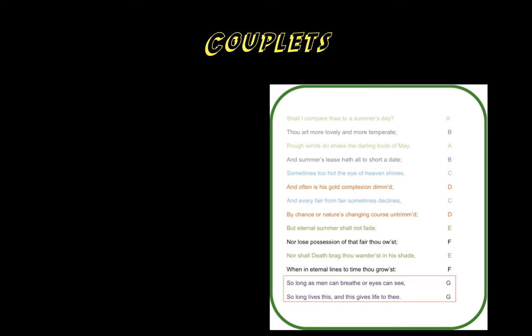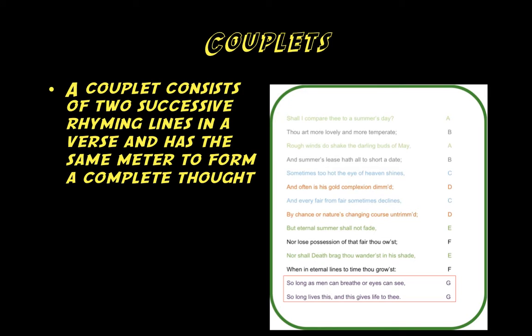Now the last two lines, which you see pointed out right now with that red box, are what we refer to as a couplet. A couplet consists of two successive rhyming lines in a verse and has the same meter to form a complete thought. Now, by successive, we mean it's just one right after another. So you see those two G's at the very bottom, GG? Those are what we refer to as a couplet.